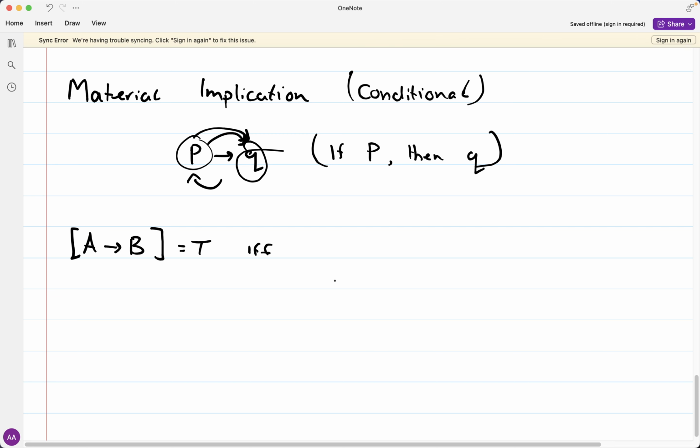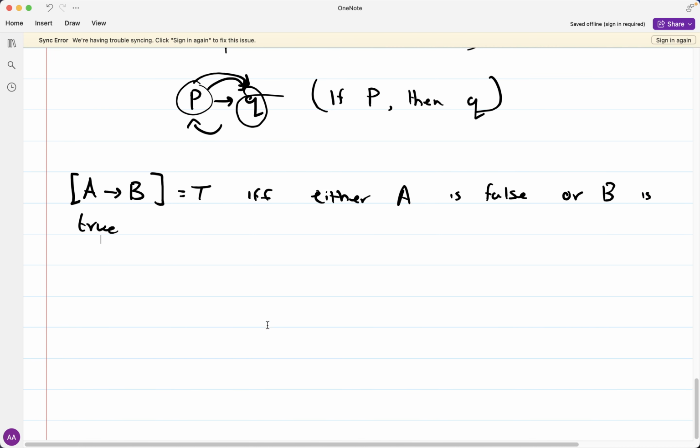okay, if and only if either A is false or B is true. This is how we define the material implication. This is how we define it, okay? So we are having a situation where it's an either or, okay? The way that it works is the only situation where the material implication is false is where we have a truth value on the part of A and then a false value on the part of B. That would mean that the material implication does not follow.